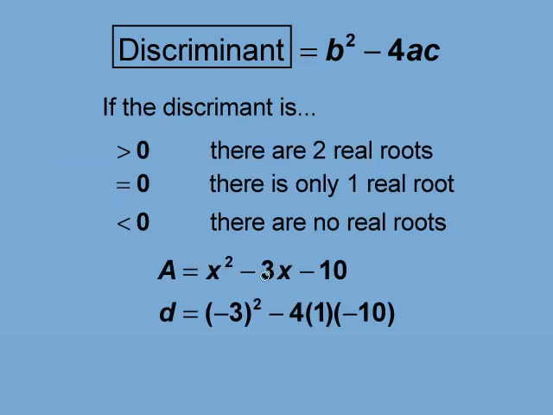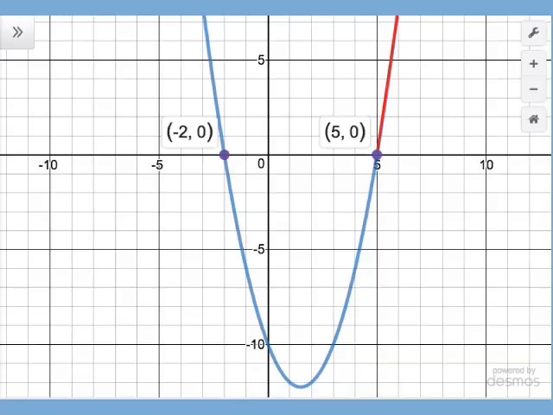The b value of -3 goes here. The a value of 1 goes here. And the c value of -10 goes here. Simplify the numerical expression over several steps. The result is a discriminant greater than 0, which means that there are two real roots. The graph of the quadratic shows the two real roots.